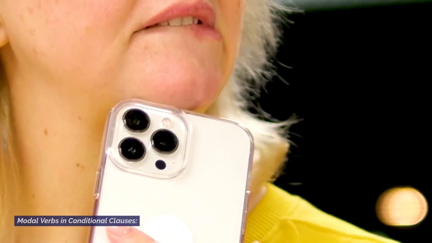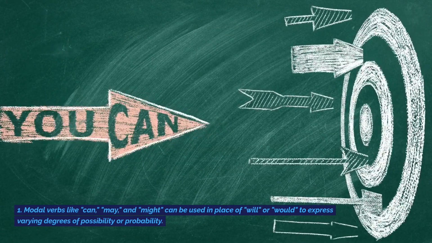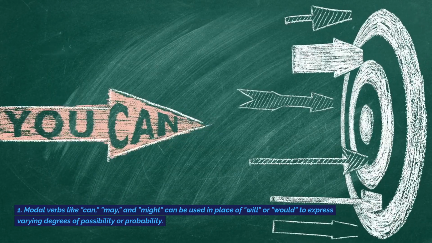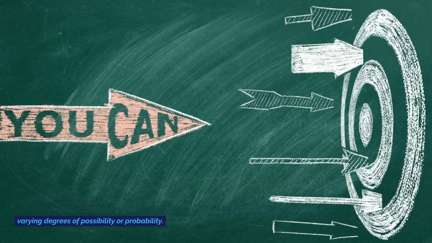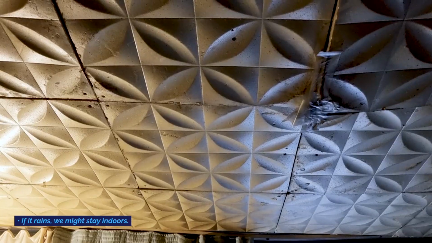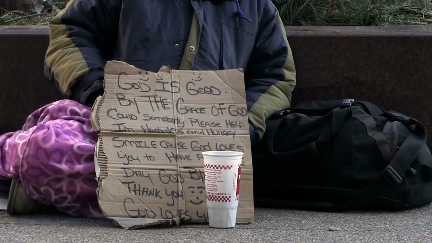Modal verbs and conditional clauses. 1. Modal verbs like can, may, and might can be used in place of will or would to express varying degrees of possibility or probability. If it rains, we might stay indoors. If you ask politely, she may help you.